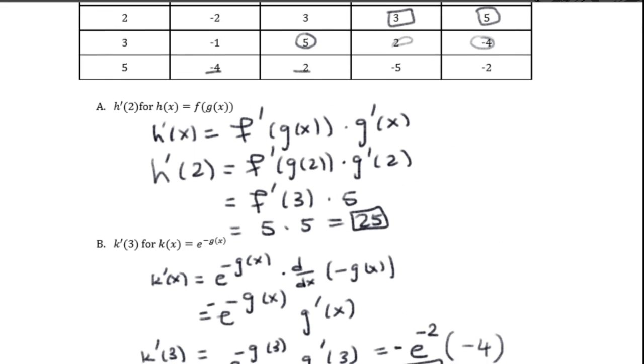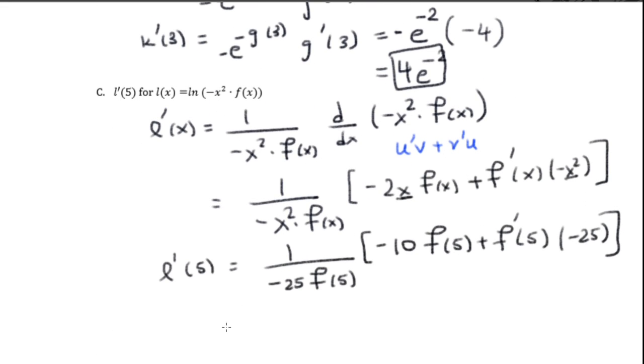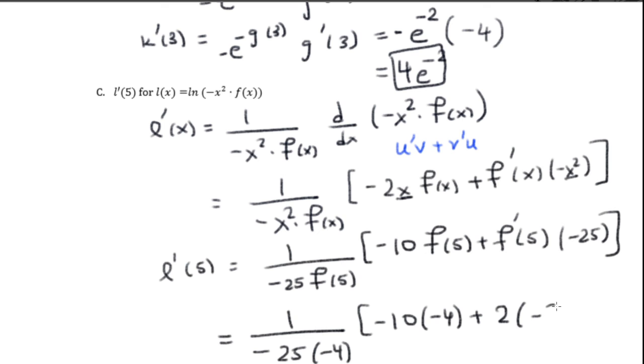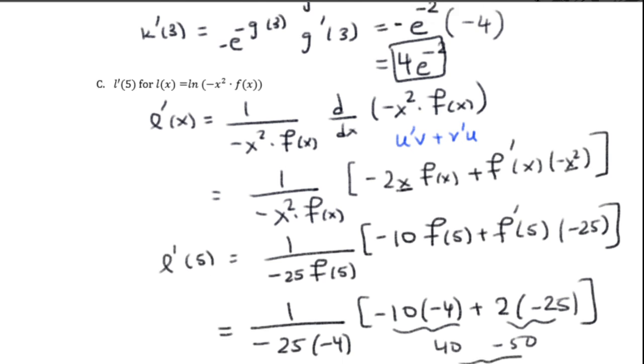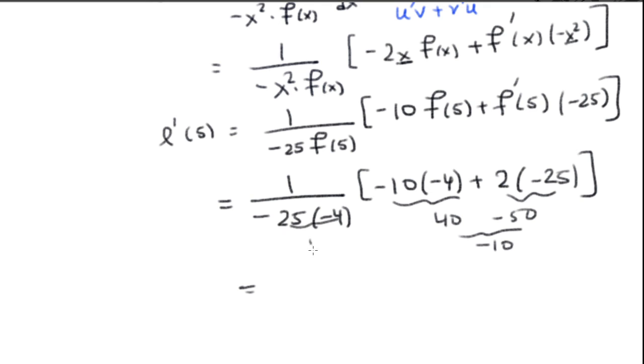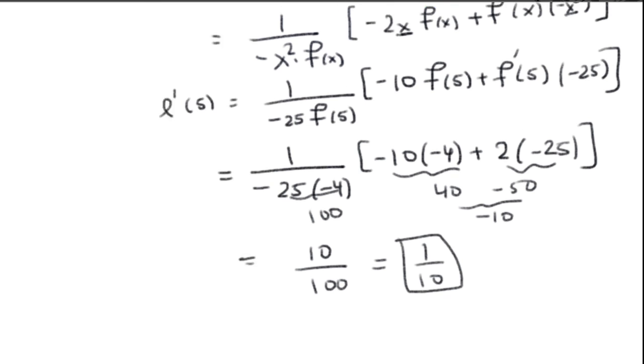So let's just double check. Okay. So f of 5 is negative 4. f prime of 5 is 2. Okay, so this is 40. This is minus 50. We get negative 10. So that's going to be the numerator. And the bottom here is 100. So it turns out to be negative 10 over 100, which is negative 1 over 10.